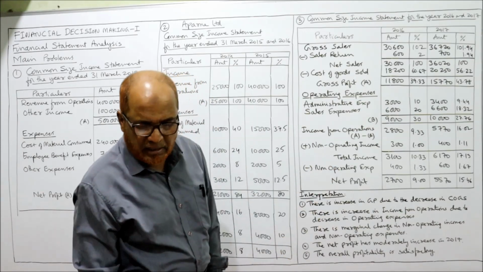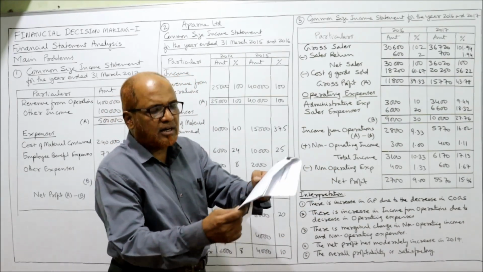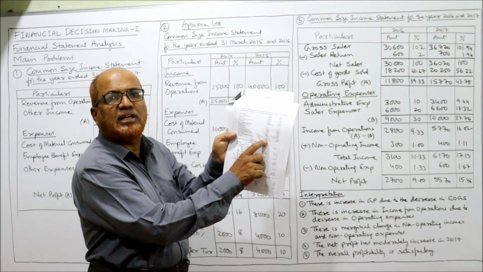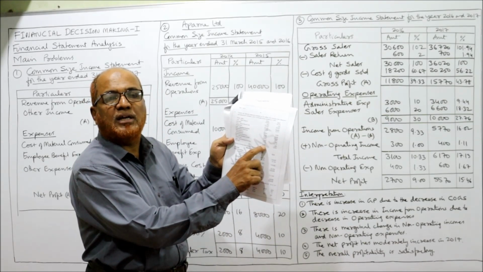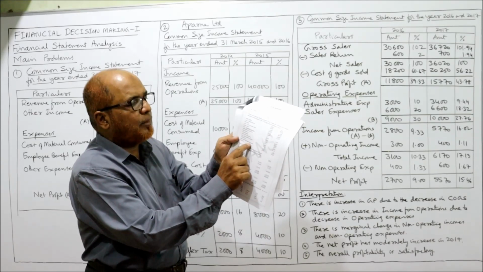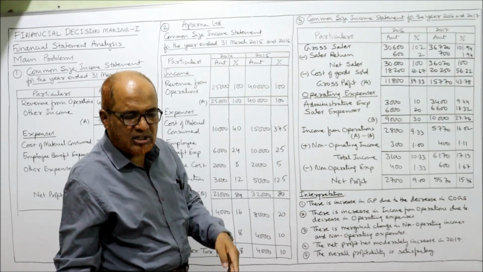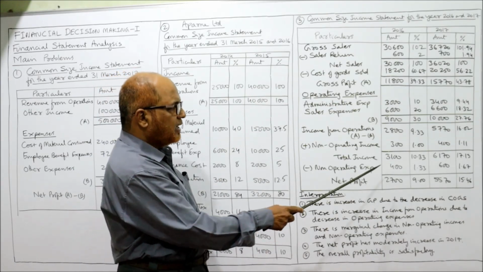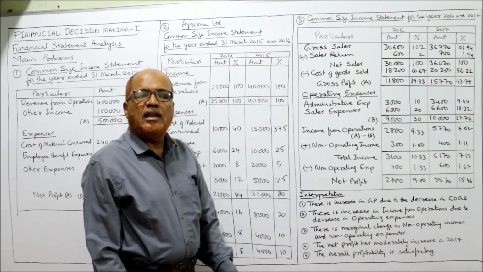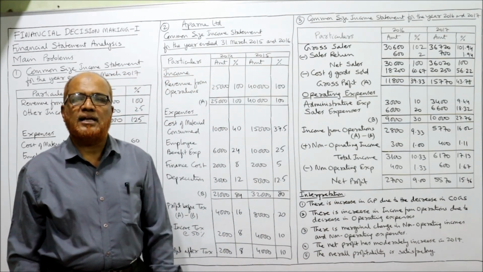One more printing mistake is there. In this third problem, the last one, non-operating expenses are given as 40. It is not 40, it is 400. Make the correction there. So make it 400 here, right? And current year 600. Now we have to find out the percentages.